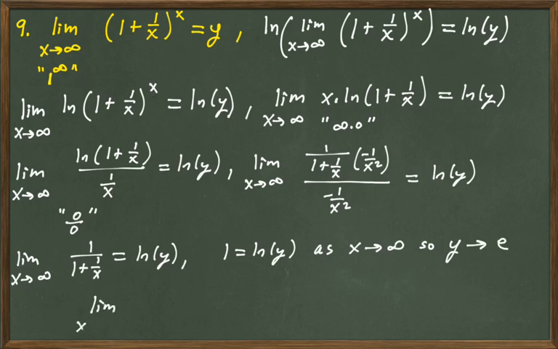So the limit as x approaches infinity of (1 plus 1 over x) raised to the x power is equal to e. And quite possibly you've seen the exponential defined as this limit in one of your math classes in the past.